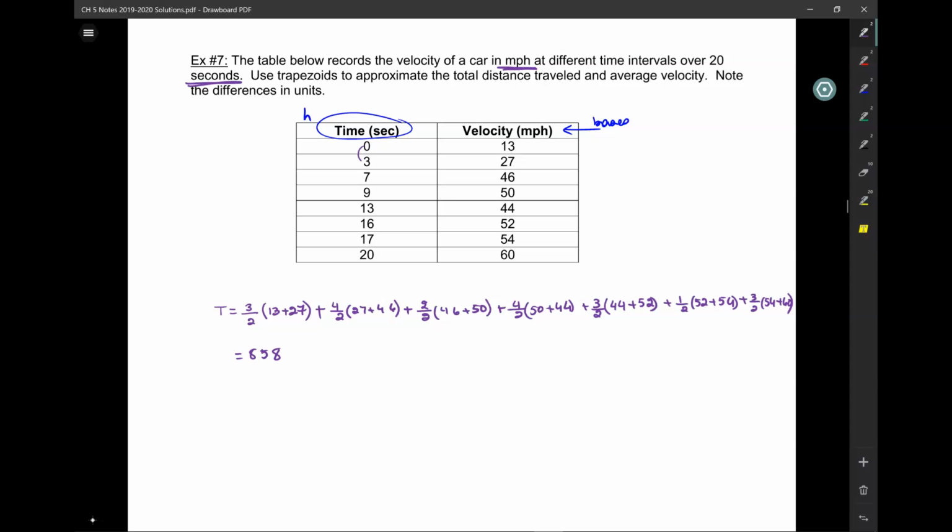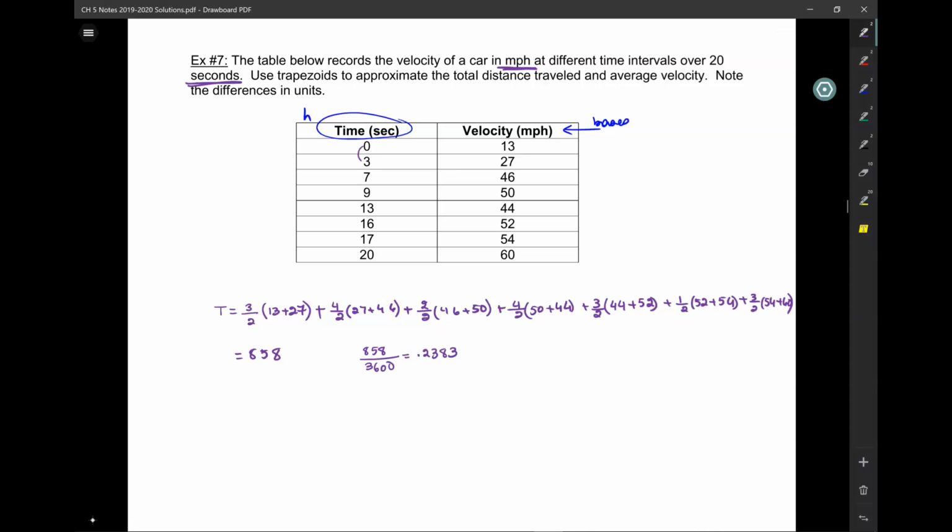Let's convert it. So if you do 858 divided by 3,600. The thing is, one is in hours, one is in seconds, right? Then it's 0.2383 miles per hour, right? The car is being driven in miles per hour, so convert it to miles per hour.